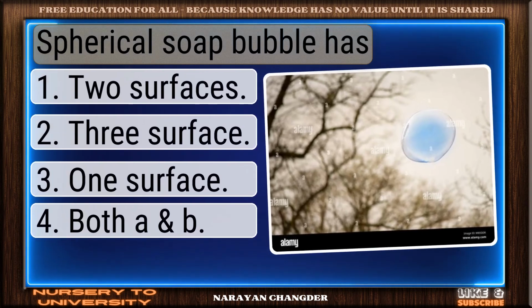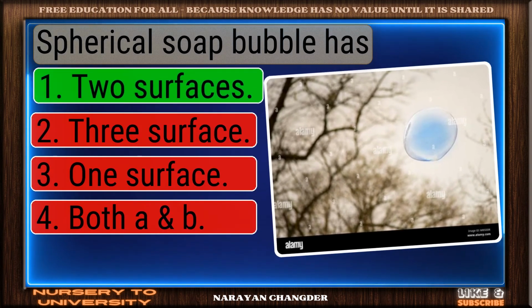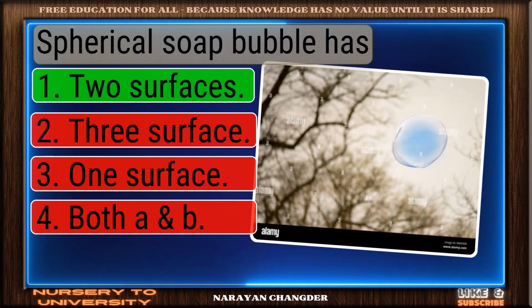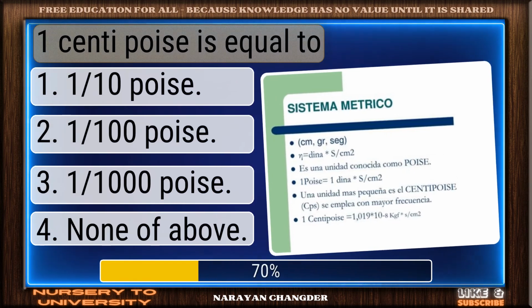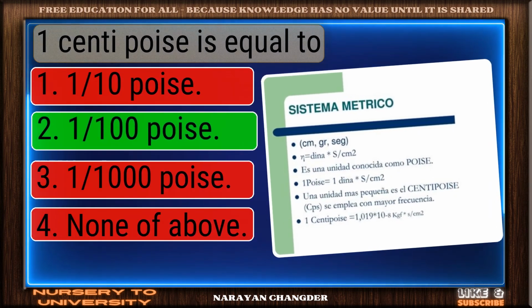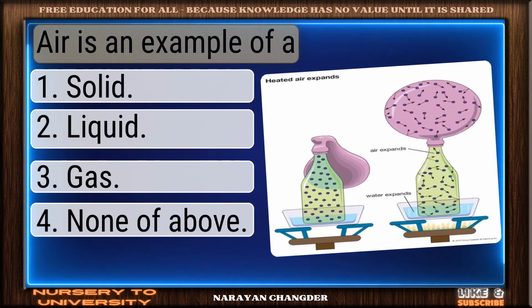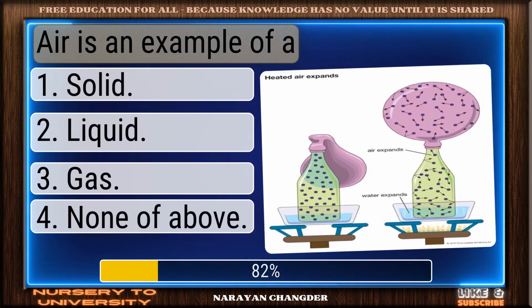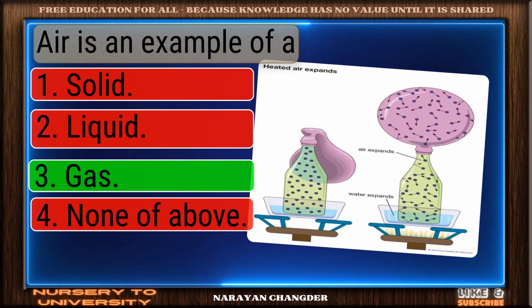Spherical soap bubble has. Sharp thinking. Two surfaces is the right choice. 1 centipoise is equal to... Right again. 1/100 poise is a valid answer. Air is an example of a... Smart move. Gas is an accurate answer.